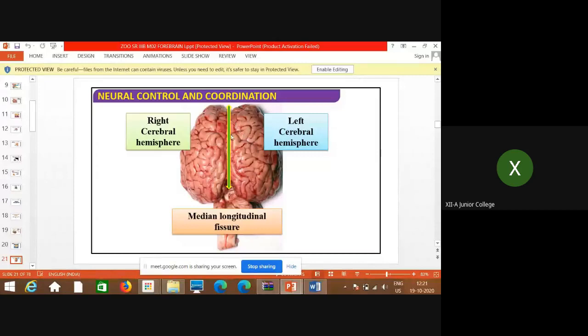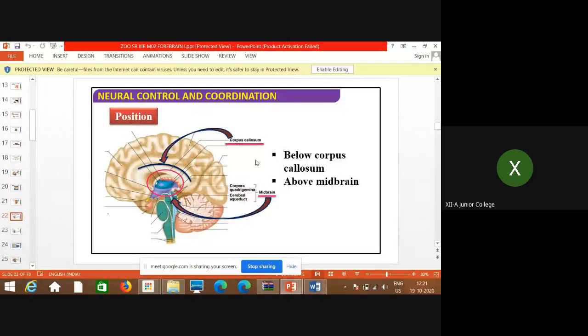Right cerebral hemisphere, left cerebral hemisphere. Divided by what? By this fissure, the median, which is present in the middle. So that is median. Longitudinal, it is the longitudinal fissure. With the help of this, you can remember these two parts of the cerebrum, the right and left cerebral hemispheres.